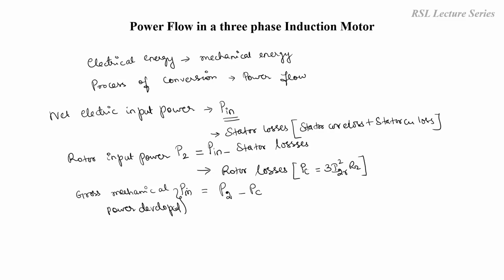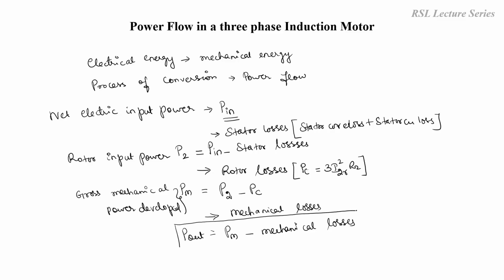Again, this mechanical power developed in the motor has to supply the mechanical losses. The mechanical losses, which we have already discussed, comprise both the frictional losses as well as the windage losses. So the power PM minus the mechanical losses will be available at the shaft of the motor. This is the output power available at the shaft of the motor, which is also called the shaft power.